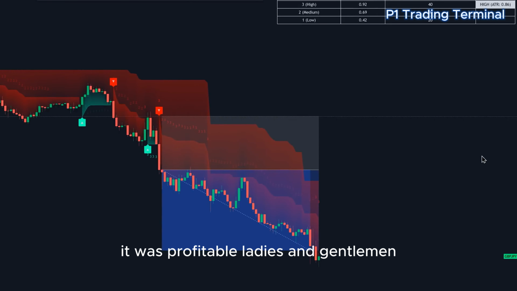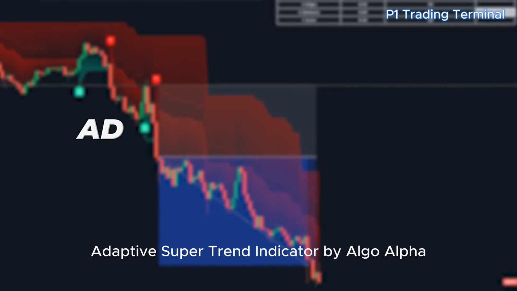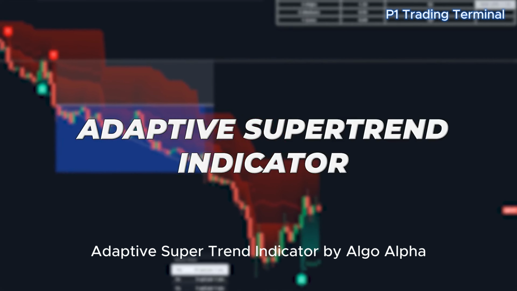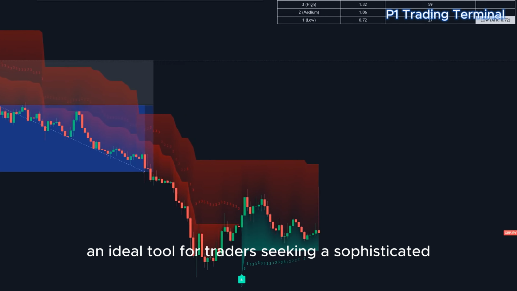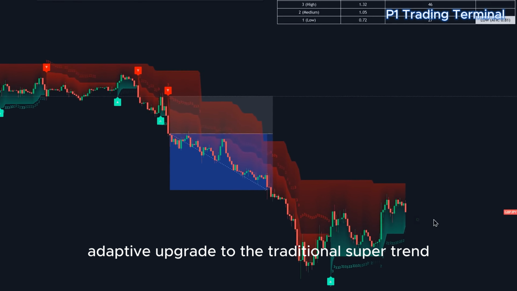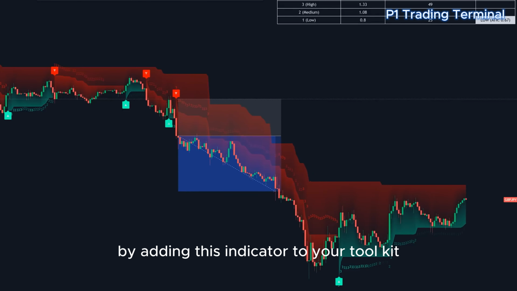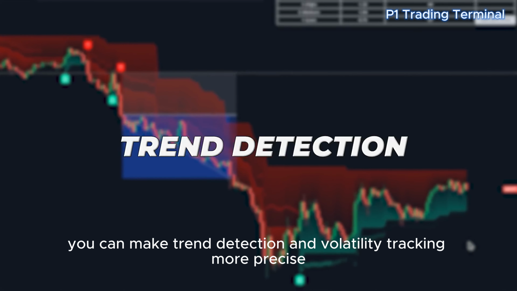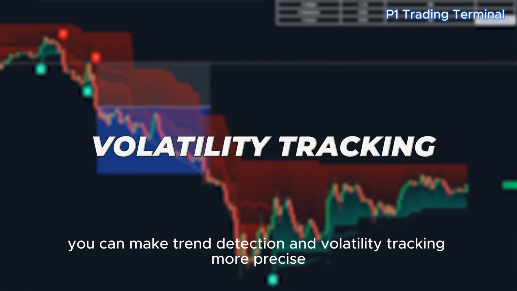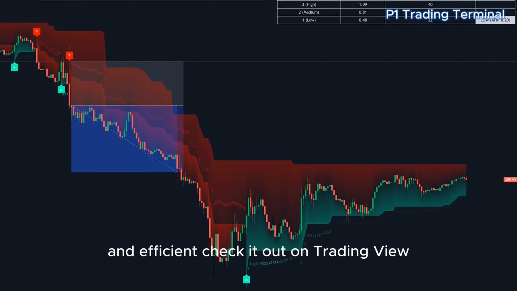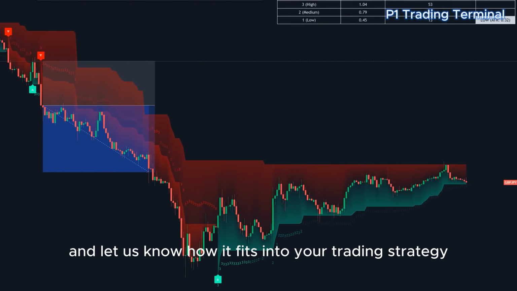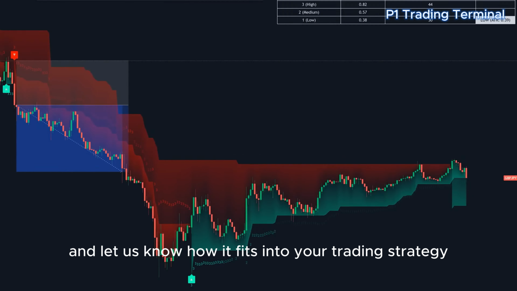Ladies and gentlemen, this is the Machine Learning Adaptive Supertrend Indicator by Algo Alpha, an ideal tool for traders seeking a sophisticated, adaptive upgrade to the traditional supertrend. By adding this indicator to your toolkit, you can make trend detection and volatility tracking more precise and efficient. Check it out on TradingView and let us know how it fits into your trading strategy.